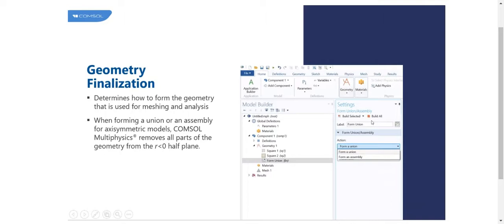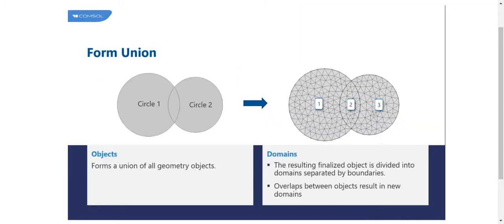After creating your geometry, the next step is geometry finalization. Here, two options are provided: form union and form assembly. If I talk about the form union option, after clicking on it, let's say there is an overlapping area, a separate domain will be created. The form union option basically provides uniformity in the geometry as well as while applying the physics at the interfaces.